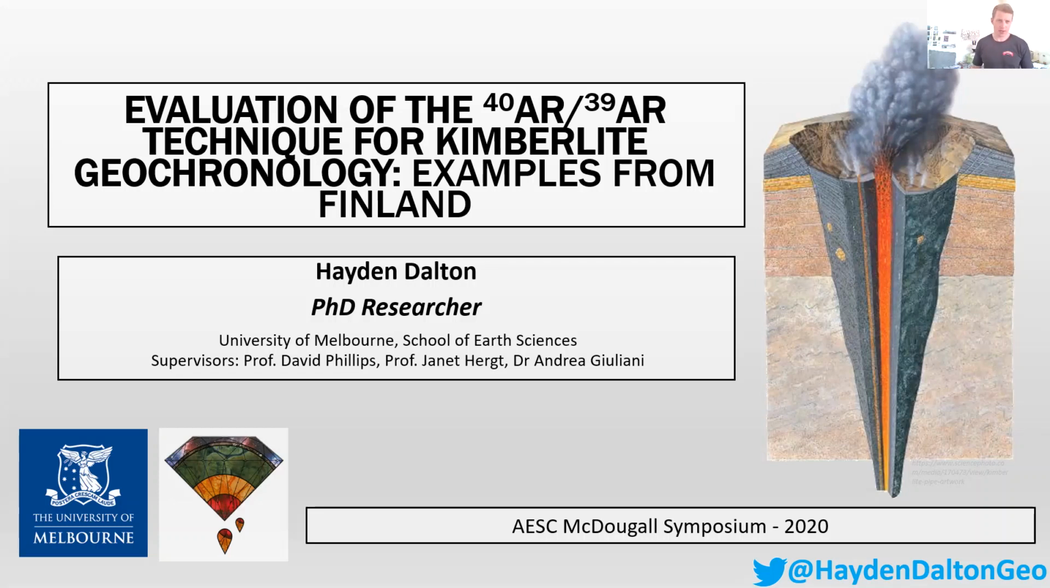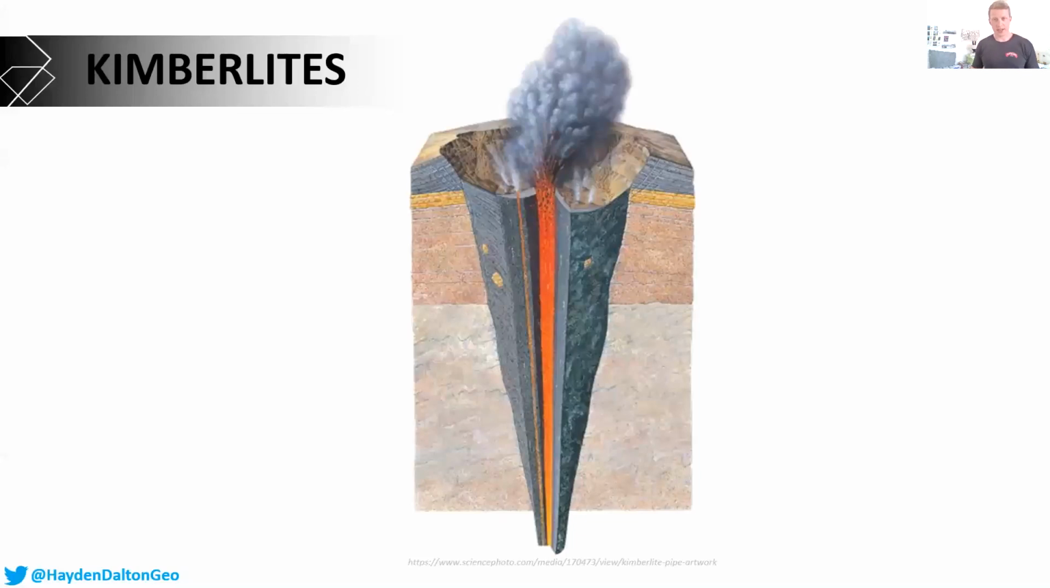I'm a PhD researcher at the University of Melbourne, and my talk today is about using the argon-argon technique for kimberlite geochronology, using some examples from Finnish kimberlites. So kimberlites are deeply derived volcanic rocks. They erupt explosively, causing steep-sided cone shapes like we see here, with obviously quite large craters as well.